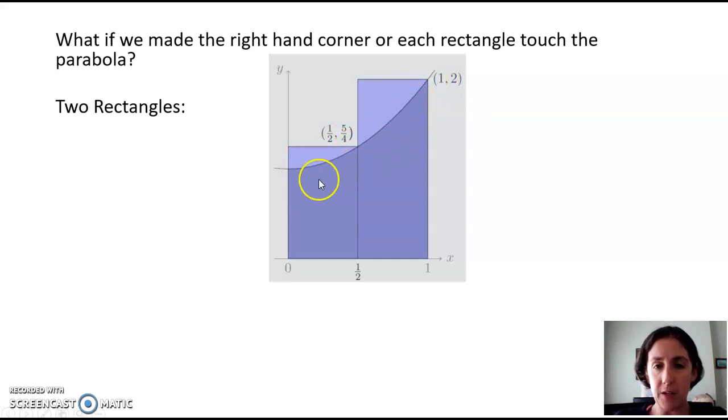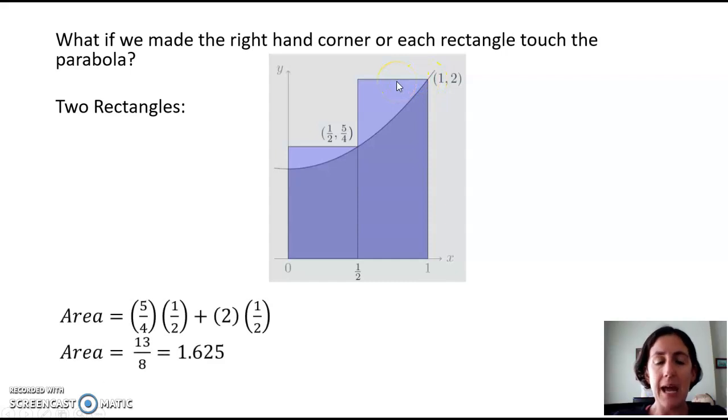So now I've got the dark purple. It covers the entire area under the curve, but now I have this light purple extra stuff. So I can do the same thing. Now the height of this first rectangle is 5/4 times the width 1/2, plus this height is now 2 of this rectangle times the width of 1/2, and I get about 1.625. So now this is a little bit of an over approximation of the area because I've got the whole area plus a little bit more.